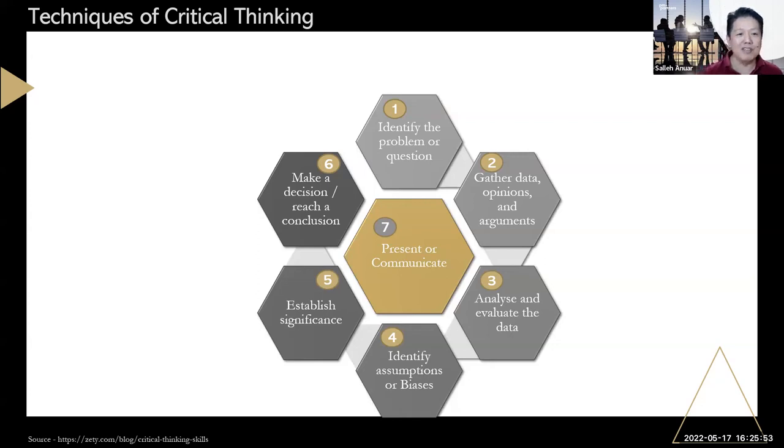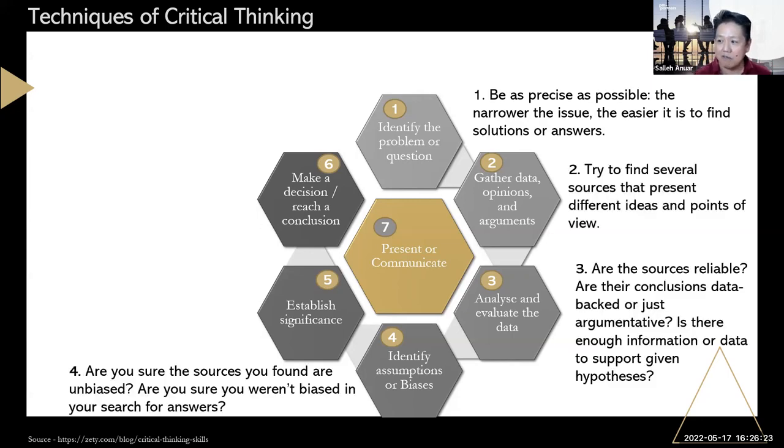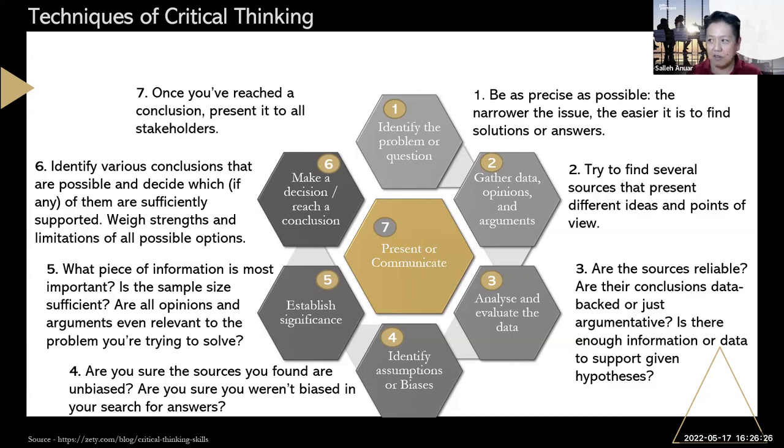Because we all assume that we are thinking logically, we have no assumptions, we have no biases. But step 4 is often a step that most humans would skip. Then step 5 is about establishing what is the significance from what we have analyzed here. Okay, before number 6, we make a decision. And lastly, to be able to present our thoughts or to communicate our thoughts. Okay, so these are the 7 techniques, 7 steps to it. And I'll just unpack each of these for us to take a look.